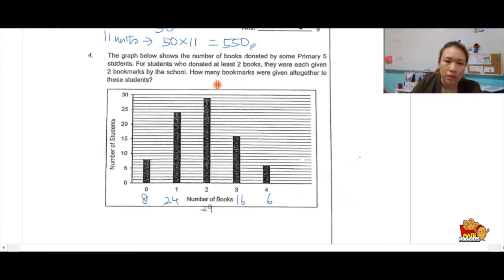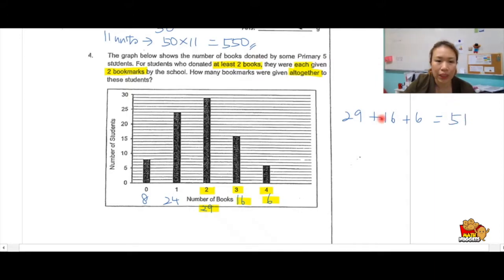Question 4. So they said for students who donated at least 2 books, they were each given 2 bookmarks. So they want us to find the total bookmarks given to all these students. So when they say at least 2 books, at least means 2 or more. So 2 is counted, 3 is counted, 4 is counted. So we will be taking 29 students plus 16 students plus 6 students. So these are the students who received the bookmarks. So 51 students received bookmarks and each of them were given 2. So 51 times 2 is 102 bookmarks.